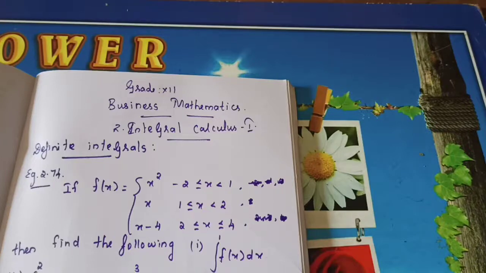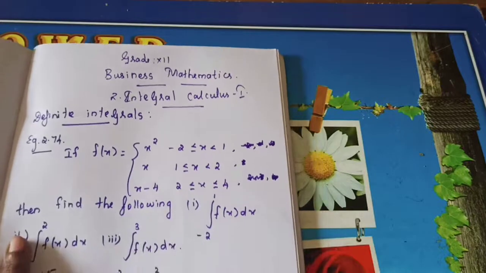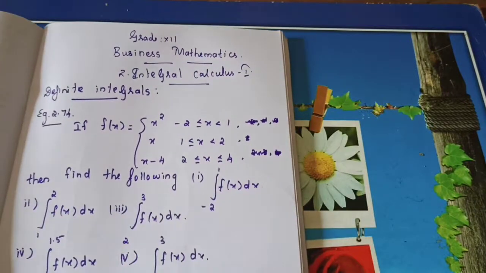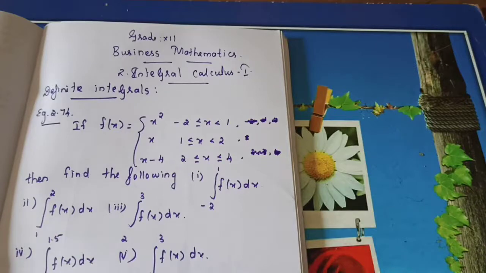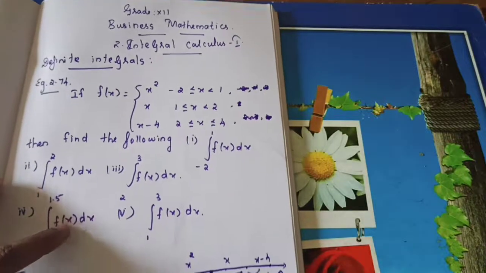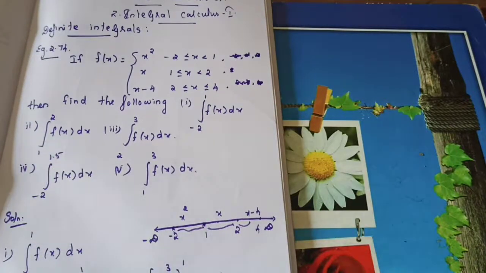Okay, so let's move to example 2.7. I wrote the question here, listen. If f of x is equal to x square for minus 2 to 1, x for 1 to 2, and x minus 4 for 2 to 4, then find the following 5 questions they gave. For that, if you look at this number line, you will understand something. Because of that, I drew this minus infinity to infinity.